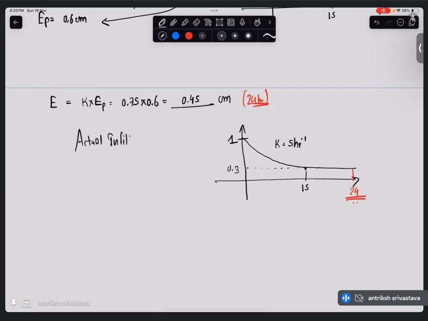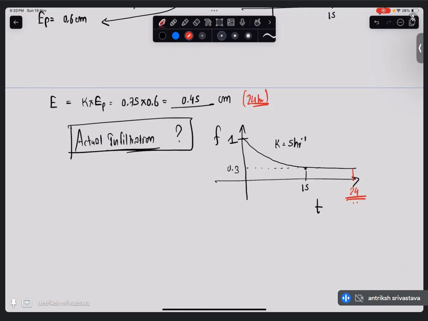So what is the actual infiltration? Who can tell me? If you look at this graph, can you calculate the actual infiltration? So this is the infiltration rate, small f. This is the time. Can anyone tell me what is going to be the actual infiltration? Or tell me what is going to be the potential infiltration?